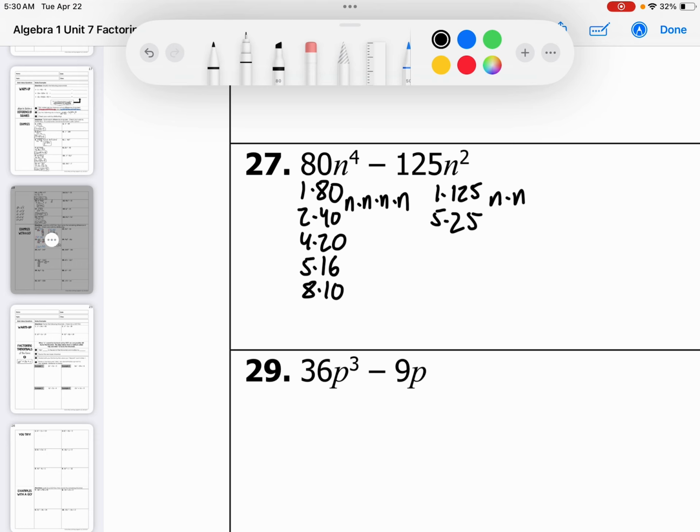So looking to see what these have in common, looks like they both have a 5 that I could take out. And in addition, they also both have at least 2 n's, and so I could take out n squared as well. Then I look at what's left over. This would be 16n squared, and then minus 25.